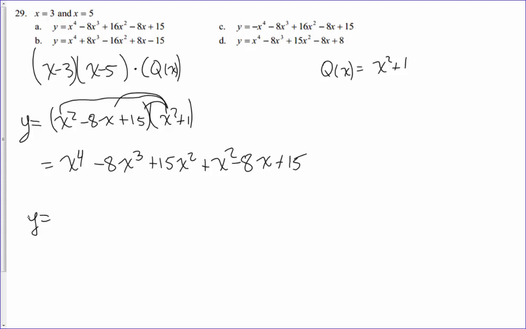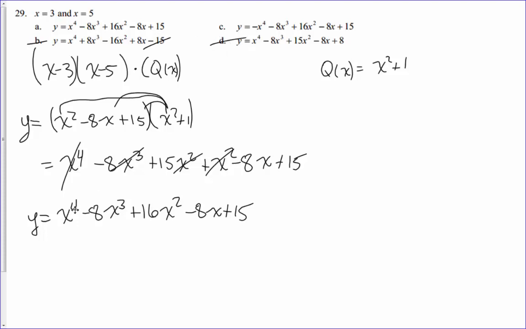So y equals, we have no more x to the 4th terms. We have no more x cubed terms. So now we have 15x squared and x squared, so that's a positive 16x squared minus 8x plus 15. So we know it's a plus 15, so we can rule out b and d all together. And our x to the 4th is positive, so we can rule out c. So the answer here is A.